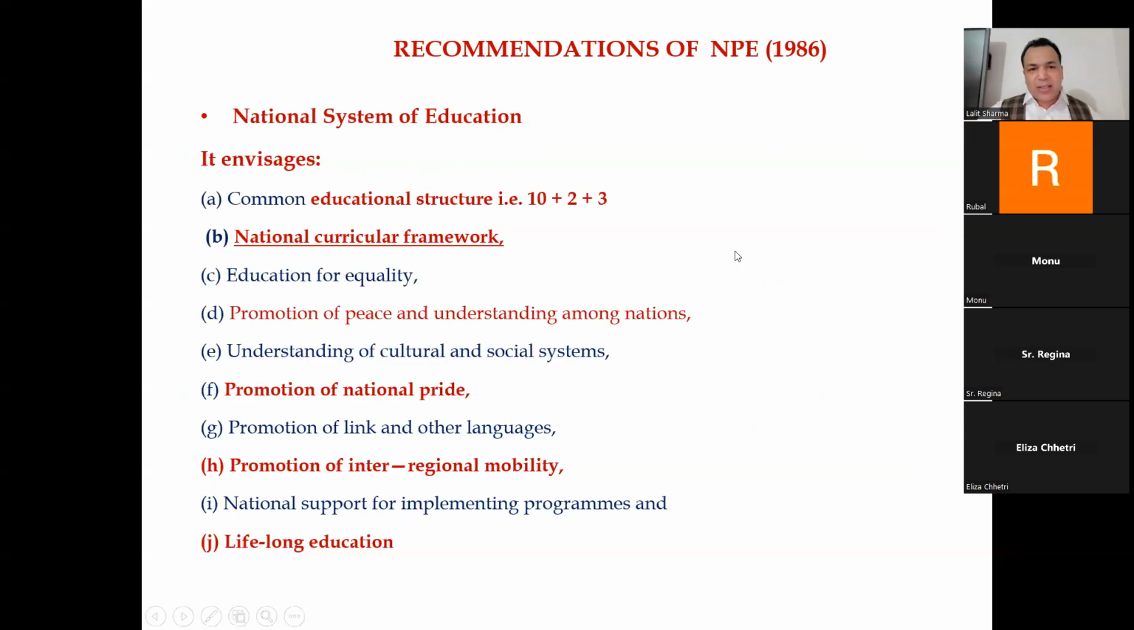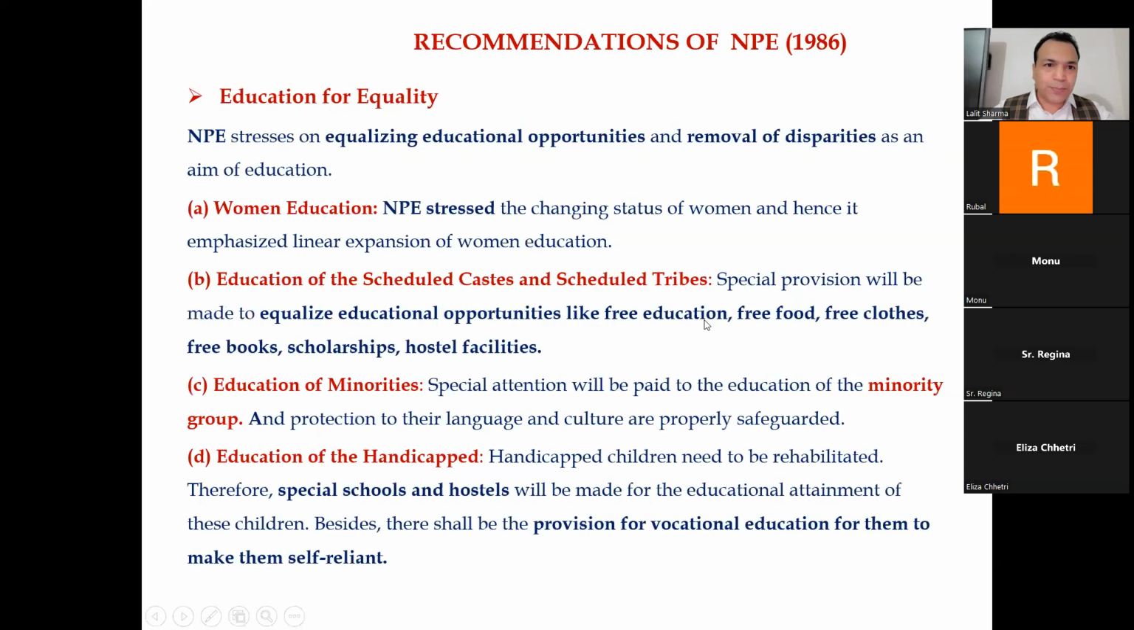National system of education, 10+2+3, the same as the Indian Education Commission said. The National Curriculum Framework has come here, see, okay? So recommendations of the national curriculum framework: education for equality, promotion of peace and understanding among nations, understanding of cultural and social systems, promotion of national pride, promotion of a link and other language, promotion of inter-regional mobility, national support for implementing programs and lifelong education.